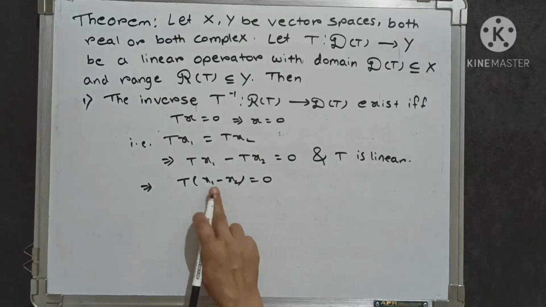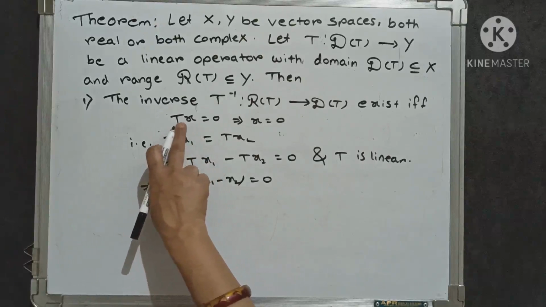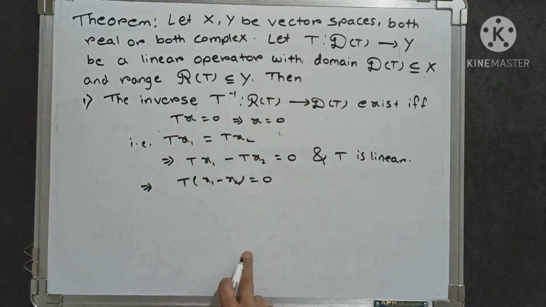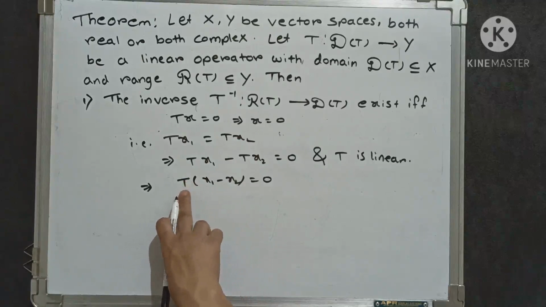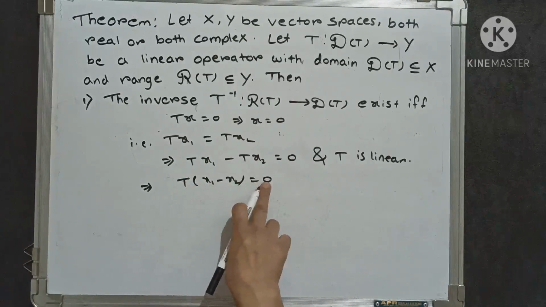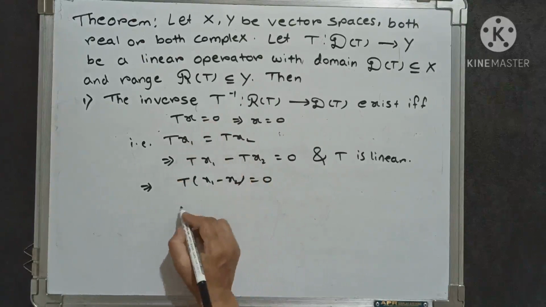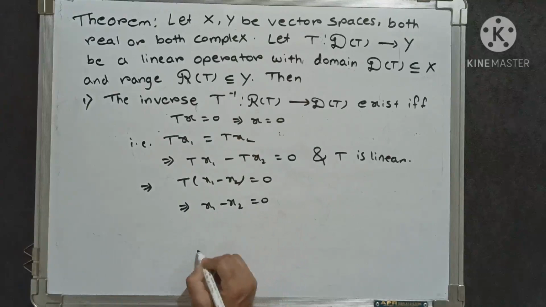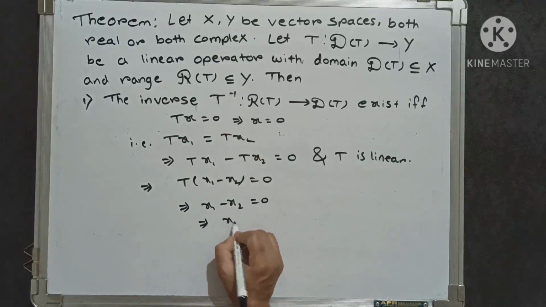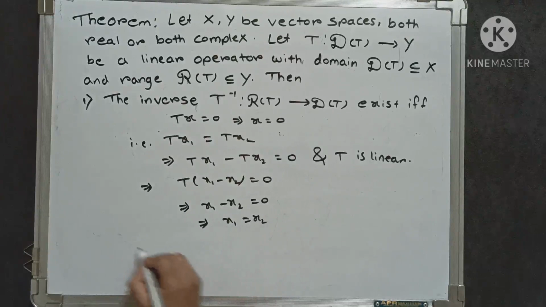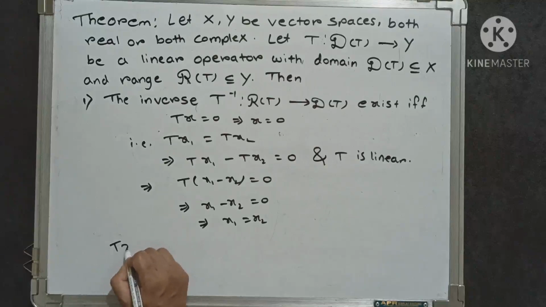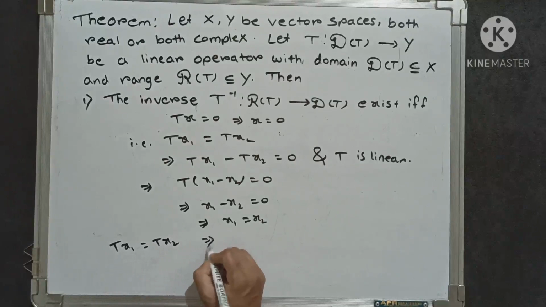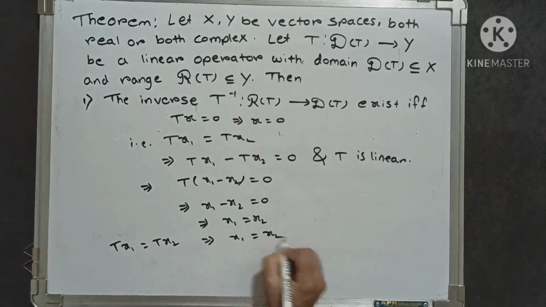But here the given condition is that T of x is equal to 0 implies that x equals 0. Here we have T of (x1 minus x2) equals 0, and then by the given condition this implies that x1 minus x2 equals 0, and this implies that x1 equals x2. We start with Tx1 equals Tx2, and we get that x1 equals x2.